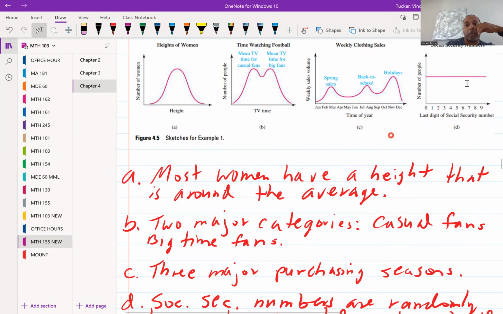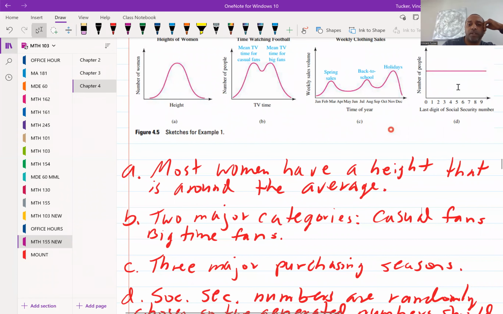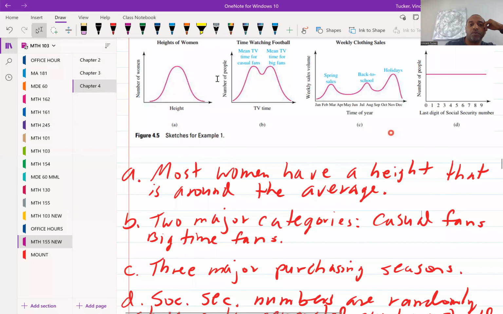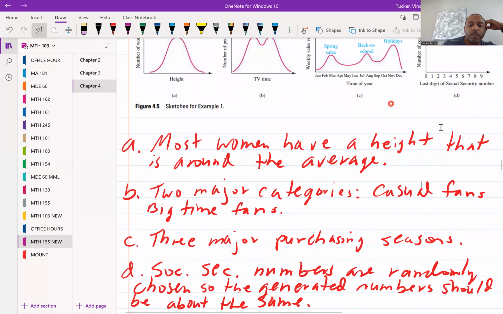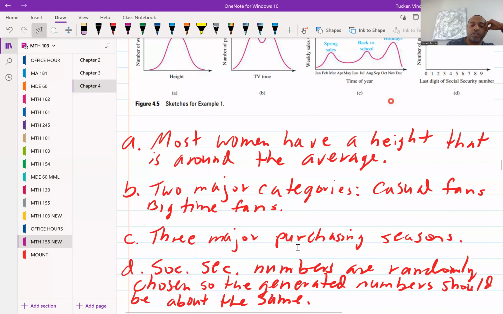And then for Social Security, you see that as unimodal. I mean, not unimodal, it's uniform. Unimodal is the one peak. That's a uniform distribution. There's no peaks. Social Security numbers are randomly chosen, so the generated numbers should be about the same.